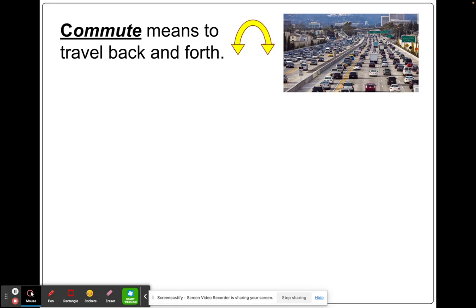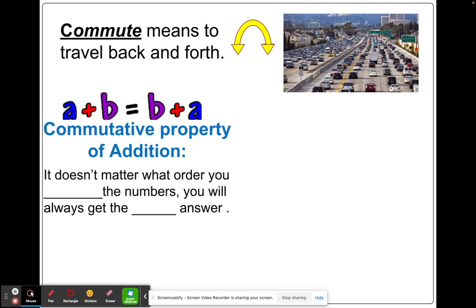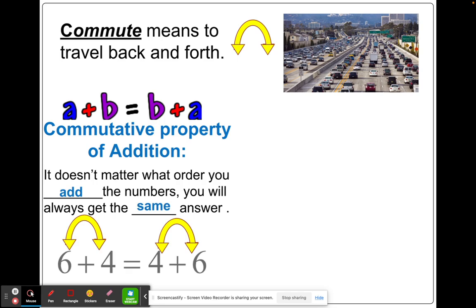Commute, we're going to be talking about the commutative property. When you think of commute, think of traveling back and forth. The commutative property of addition says it doesn't matter the order you add the numbers, you'll always get the same answer. So 6 plus 4 is the exact same as 4 plus 6.